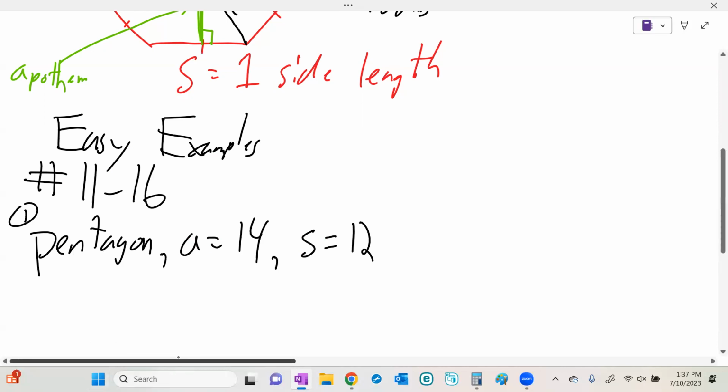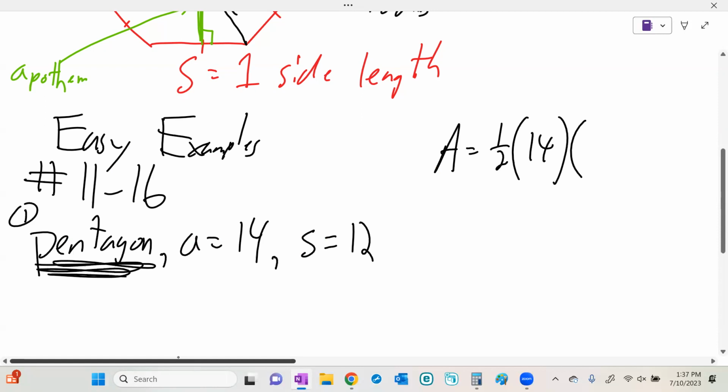So then you're just going to write out your formula. The area equals 1/2. What's the apothem? They told you already. 14. And then the perimeter. Well, you got to do a little bit of thinking. A pentagon has how many sides? 5 sides. And so if each side is 12, what would be the perimeter?